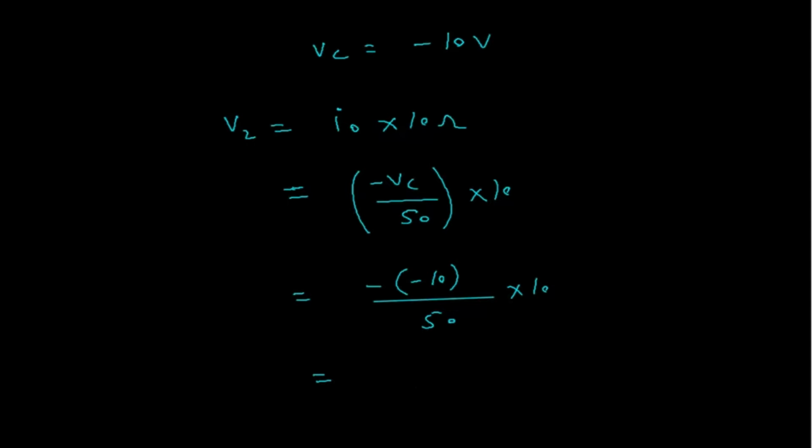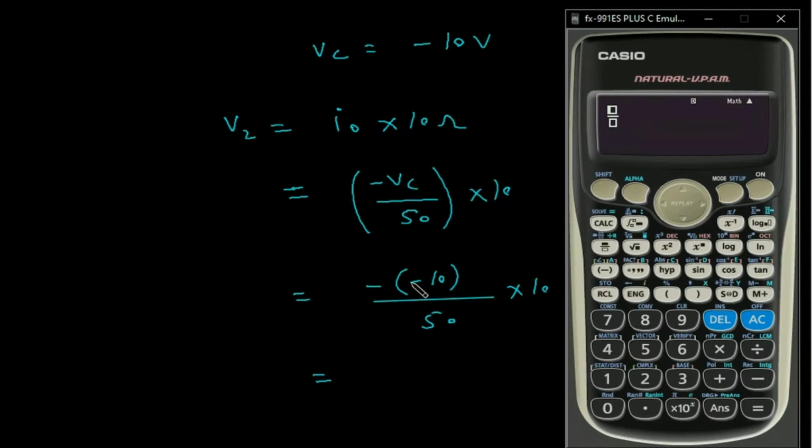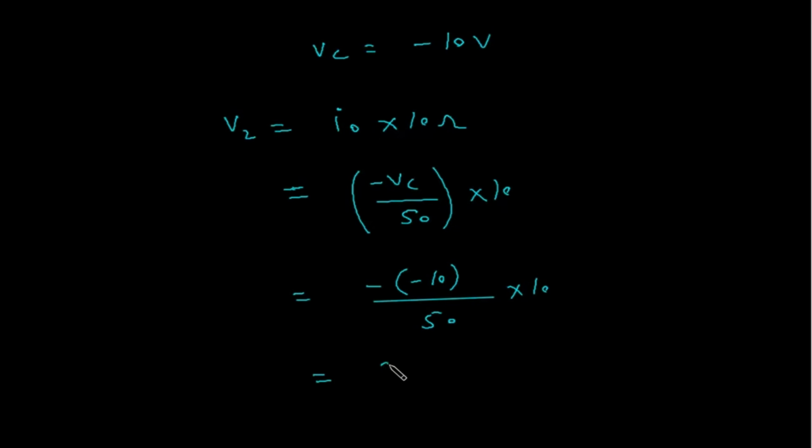So this minus minus will be plus. So 10 by 50 into 10. This is equal to 2 volt. This is the value of V2.